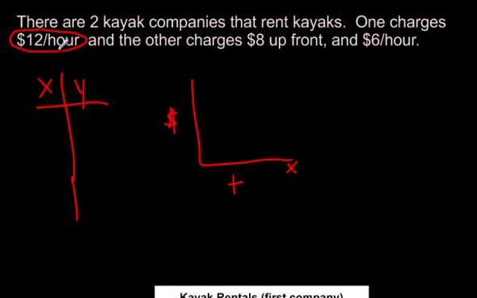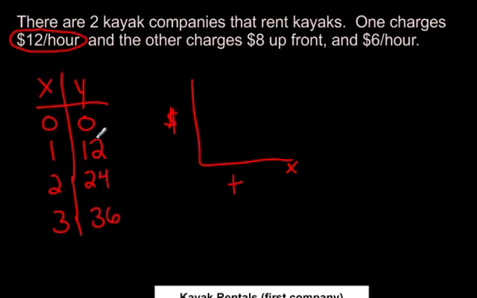It says one charges $12 an hour. Let's try and graph this, but let's just start by doing a table of values. Generally with time, it's good to start with 0 before any time has passed. How much is it going to cost when you don't go kayaking yet at all? Well, it'll be 0. They don't charge you unless you go for an hour. So after 1 hour, it's $12. 2 hours, $24. 3 hours, $36.